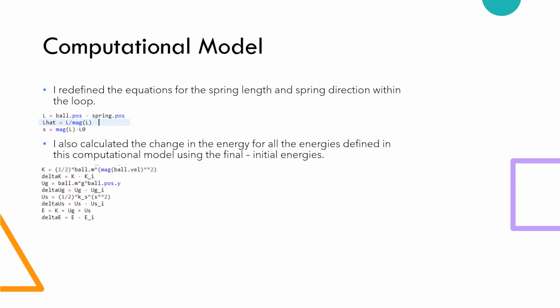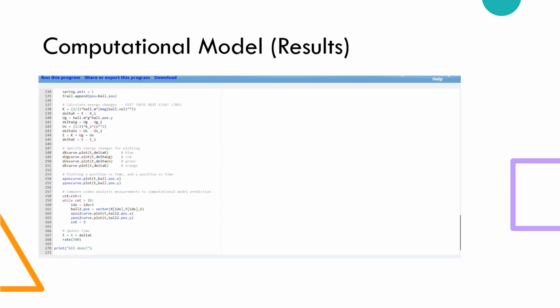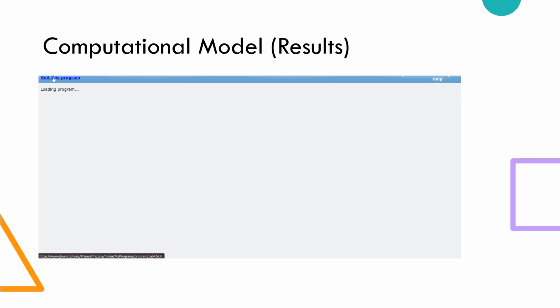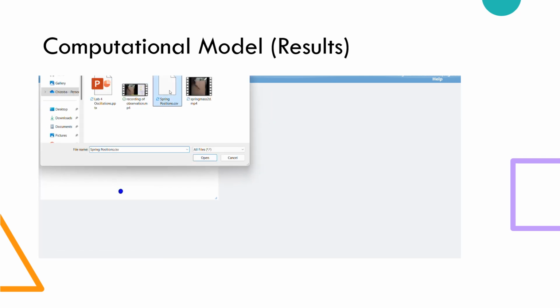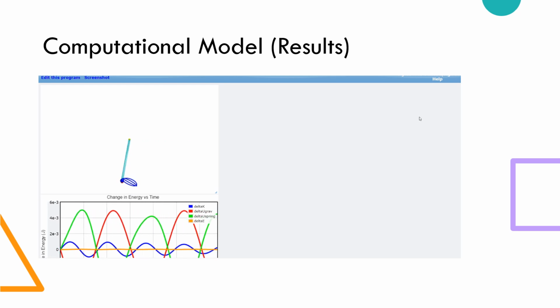I redefined the equations for the spring length and spring direction within the loop. I also calculated the change in the energy for all the energies defined in this computational model using the final minus initial energies. So here are the results of my computational modeling from GlowScript. And I put the CSV file in, and as you can see, the results are as shown.